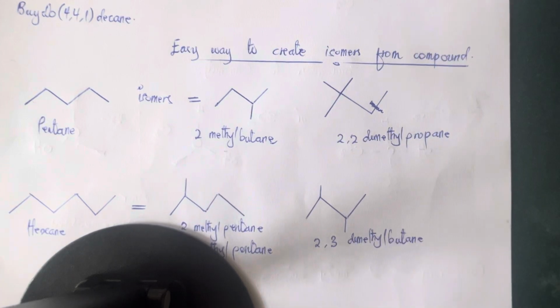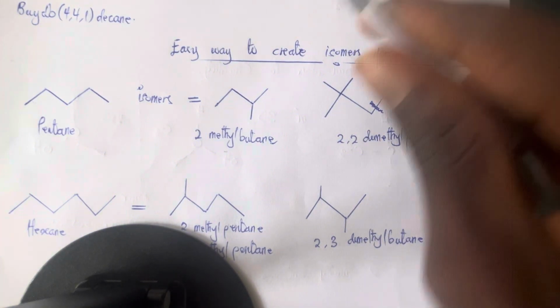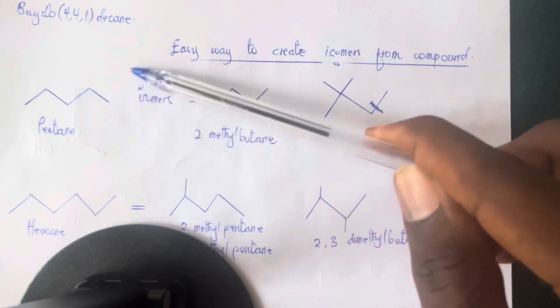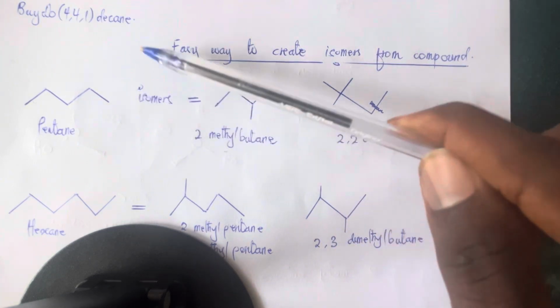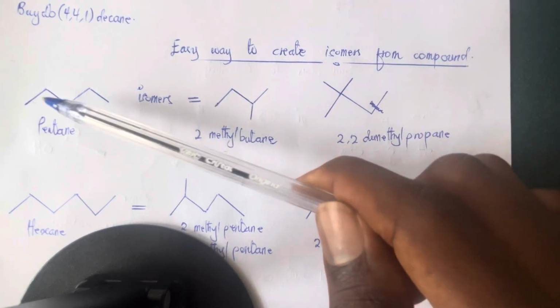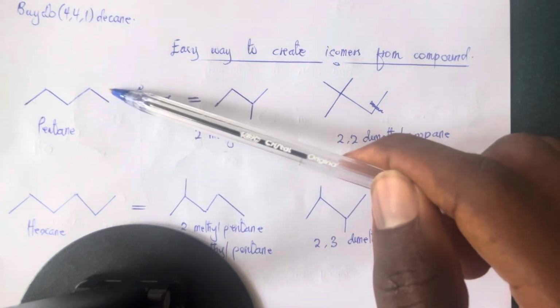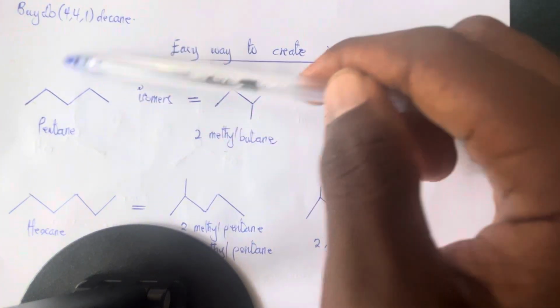There's an easy way to create isomers from a compound. Let's say they will give you pentane. No matter the structure that they will give you, you can just form isomers from it, specifically alkane compounds. When you're given an alkane like pentane, this is the parent structure, but you can break it into fragments. We are having 1, 2, 3, 4, 5. You can break this part and put it at everywhere on the structure.